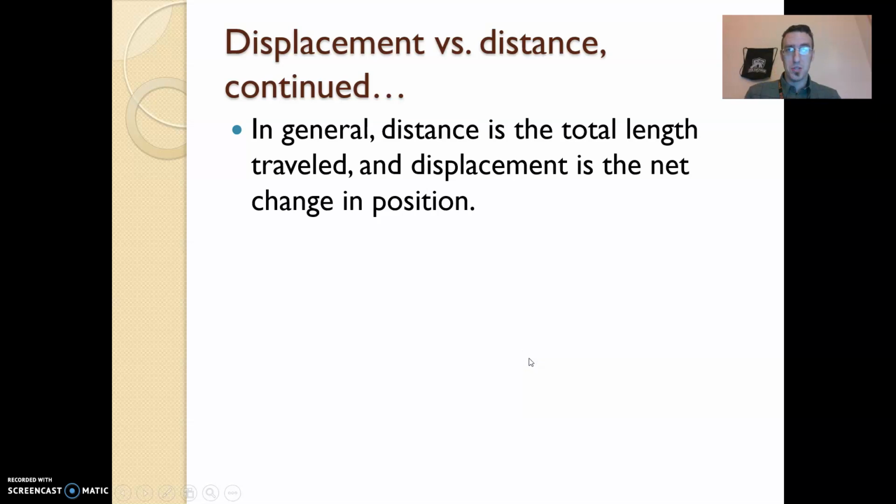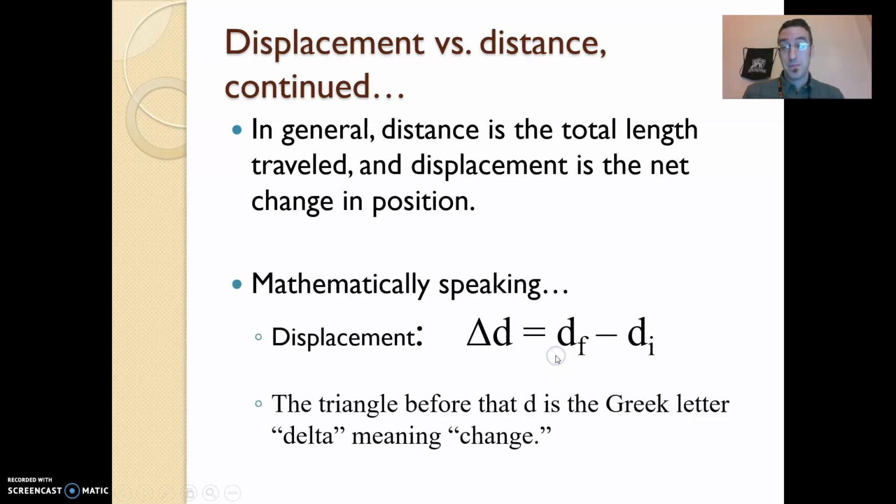In general, distance is the total length traveled, and displacement is the net change of position, or the difference between your starting and ending positions. So mathematically speaking, the displacement is delta d, the Greek letter delta, which means change. So delta d could also be the same thing as the d with the vector arrow, like we talked about during the vector class. So this would be the final position minus the initial position. That's just the mathematical way of saying the difference between the starting and ending positions. Same thing.